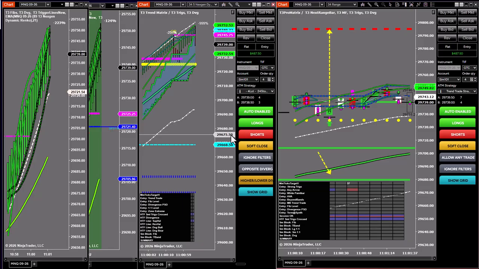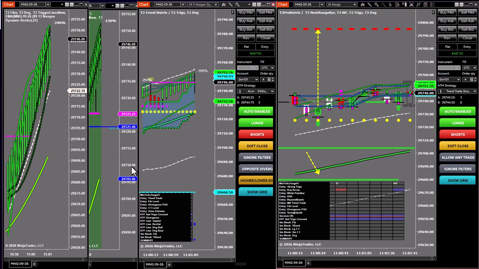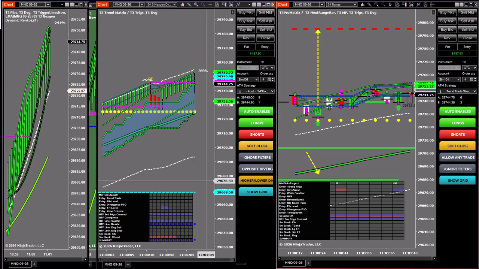All right. I don't have enough screen real estate.